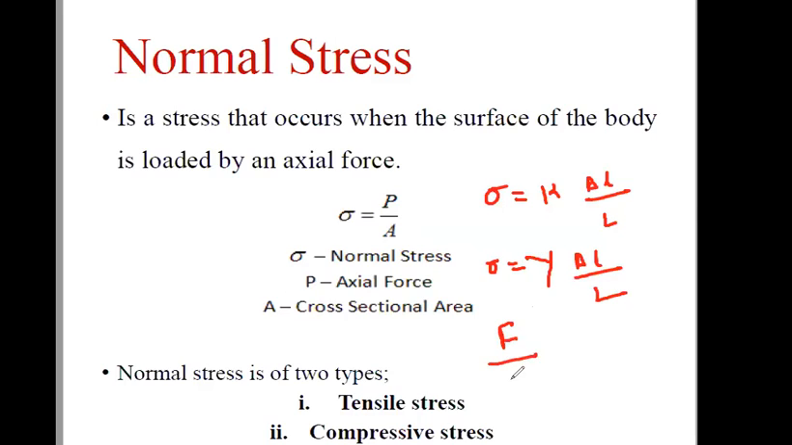Or I can write it like this: F by A is equal to Y, and delta L I'll write as X by L. So this is the expression which we'll be using a lot. This is the only expression that you need to think about, because you can derive any other expression with this.